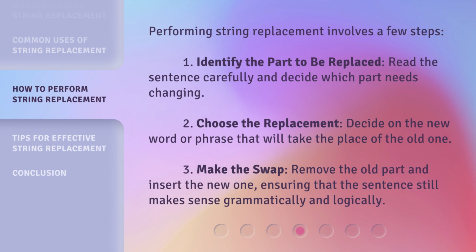Performing string replacement involves a few steps. 1. Identify the part to be replaced. Read the sentence carefully and decide which part needs changing. 2. Choose the replacement. Decide on the new word or phrase that will take the place of the old one. 3. Make the swap. Remove the old part and insert the new one, ensuring that the sentence still makes sense grammatically and logically.